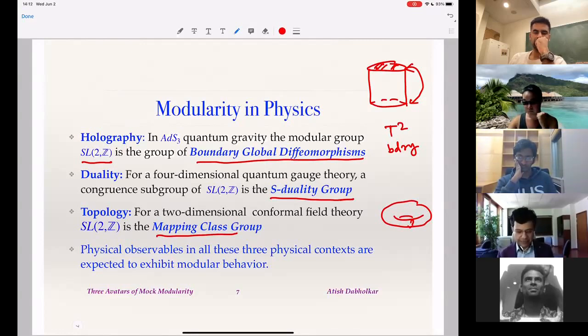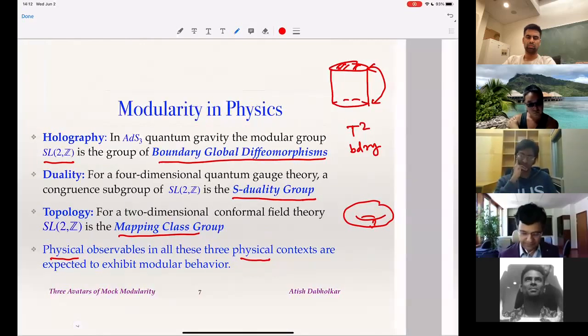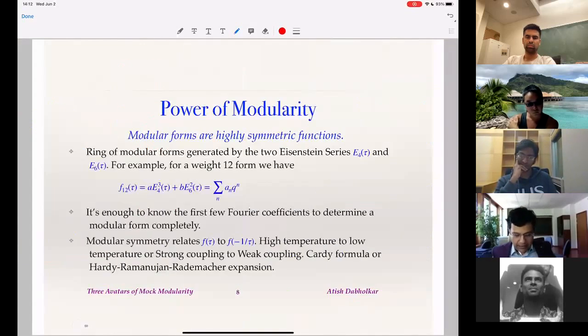And therefore, physical observables in all these three physical contexts, we expect them to exhibit modular behavior, because these are important symmetries of the theory. And in the case of holography, it's really a global diffeomorphism. It's a gauge symmetry. So you better not violate it. And now, not only is modular symmetry important, but it is very powerful.